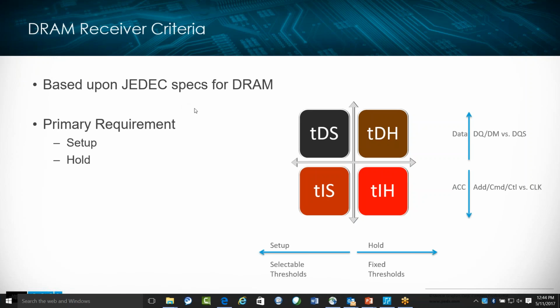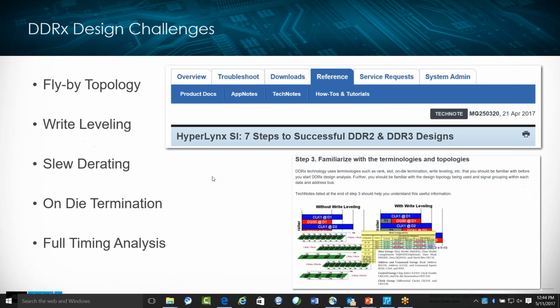For the dynamic RAM at the receiver, again, those timing specifications are set by the JEDEC spec, and so it's very critical that we look at the setup and hold times of the reads and the writes, and so that's specified by the data and the data strobe, the address, and the clock strobe. There's a lot of details associated with the timing of this, and we incorporate all of that information in HyperLynx SI and make your job easier for you.